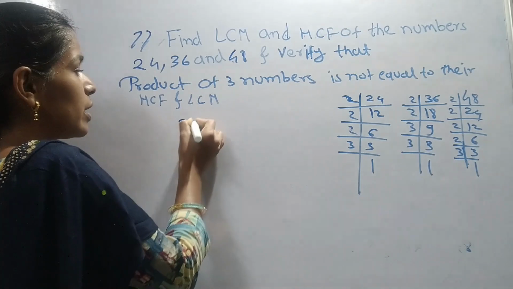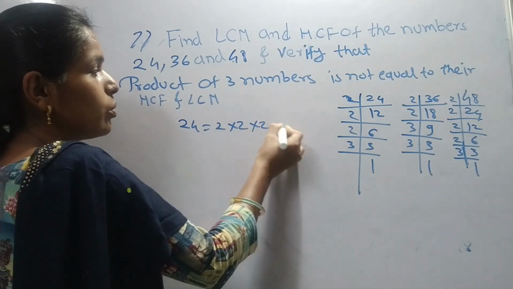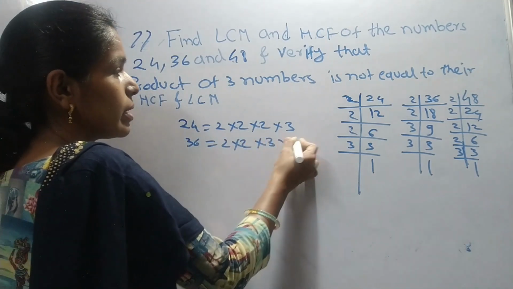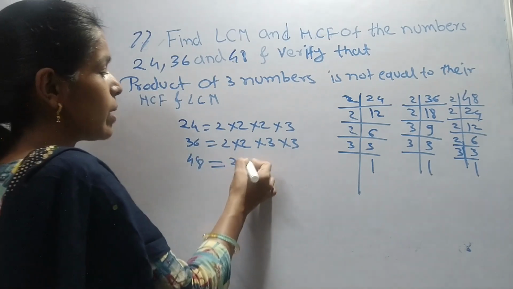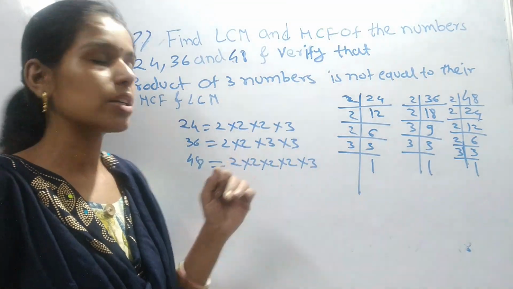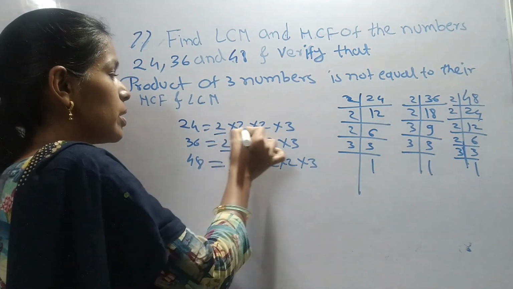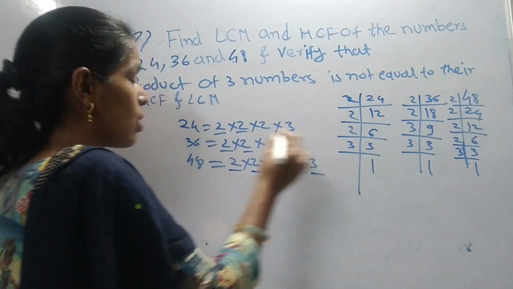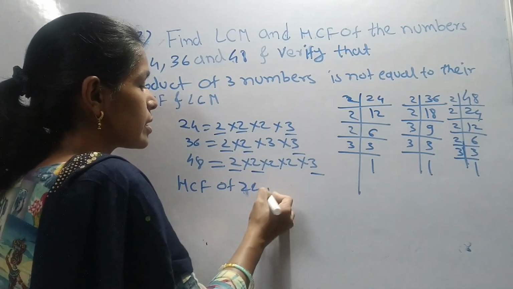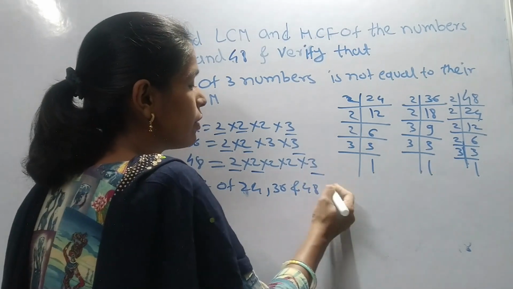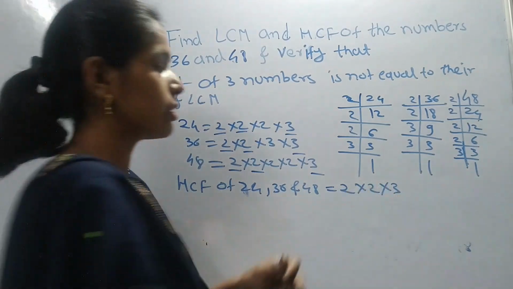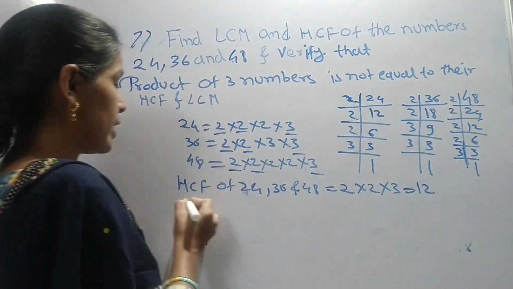Now the factors of 24 are 2 multiplied by 2 multiplied by 2 multiplied by 3. Factors of 36 are 2 multiplied by 2 multiplied by 3 multiplied by 3. Factors of 48 are 2 multiplied by 2 multiplied by 2 multiplied by 2 multiplied by 3. Now what are the common factors here? If you observe, 2 is common, again 2 is common and one 3 is common. So the HCF of 24, 36 and 48 is equal to 2 multiplied by 2 multiplied by 3. That is 2 2s are 4, 4 3s are 12.